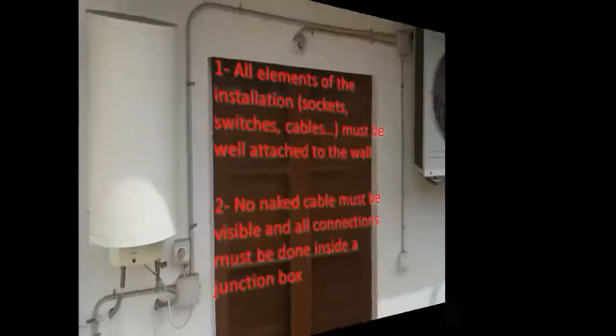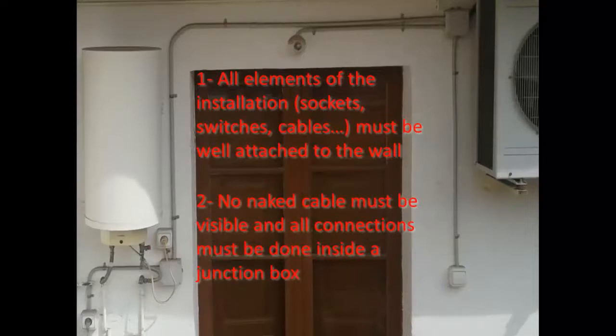Number 1. All elements of the installation, such as sockets, switches and cables, must be well attached to the wall. Number 2. No naked cables must be visible and all connections must be done inside a junction box. Everyone in the team should be aware and report any of these errors. This means that the logistician should include these points in the safety briefings.